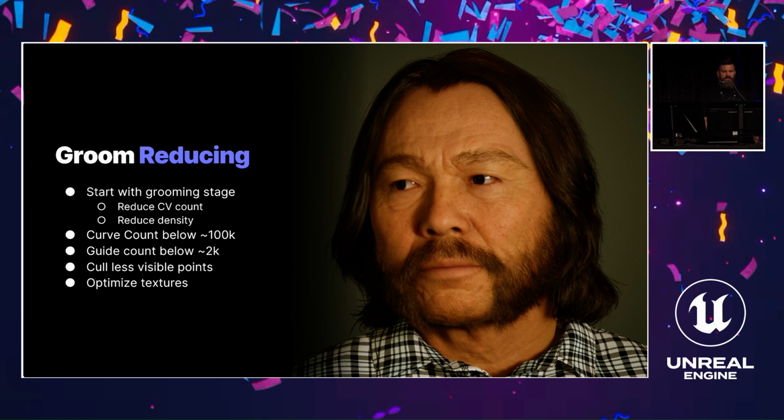For groom performance and optimizations, here are a few tips that we find helpful. We'll first start with the grooming stage, and we'll typically reduce CV count and density to optimize as much as possible. In terms of density, we compensate for the slightly lower density by increasing the hair width. And we try to find a good compromise in terms of balancing look and efficiency. Longer grooms that are wavy or curly will obviously have more points to begin with. We optimize these assets as much as possible in Houdini by keeping the curve count roughly under 100,000 and culling points in areas that are less visible.